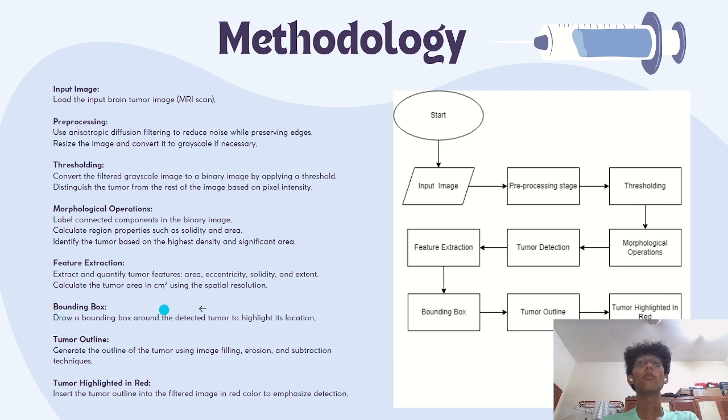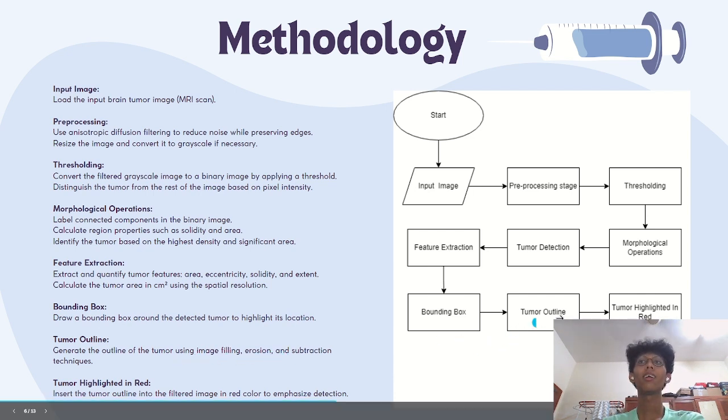And then we have a bounding box. In the bounding box step, it will draw a bounding box around the detected tumor to highlight its location. And then we have the tumor outline, where it generates the outline of the tumor using image filling, erosion, and subtraction techniques. So lastly, we have the tumor highlighted in red. We insert the tumor outline into the filtered image in red color to emphasize detection.